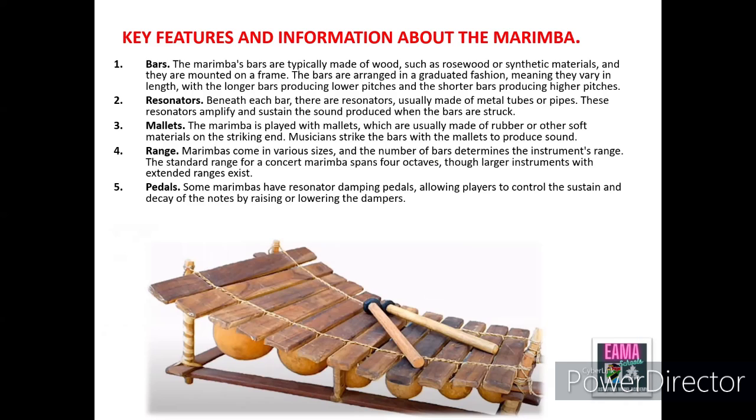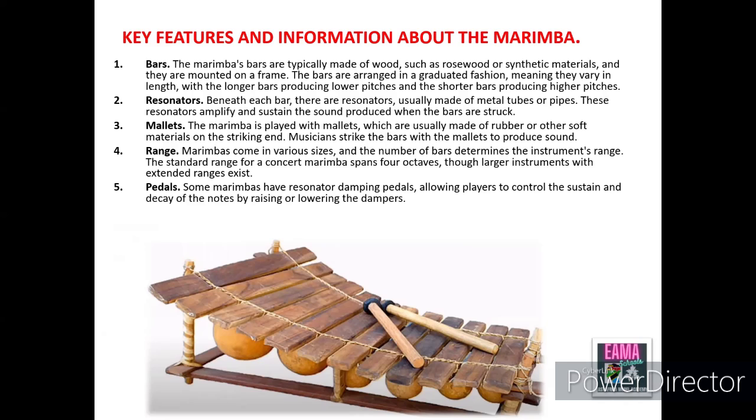2. Resonators. Beneath each bar, there are resonators, usually made of metal tubes or pipes. These resonators amplify and sustain the sound produced when the bars are struck. 3. Mallets. The marimba is played with mallets, which are usually made of rubber or other soft materials on the striking end. Musicians strike the bars with the mallets to produce sound.